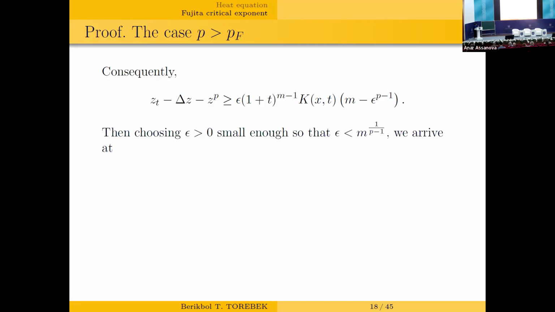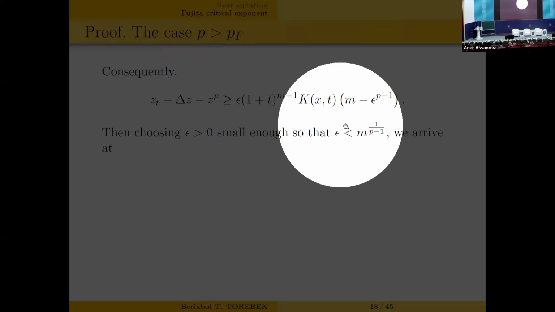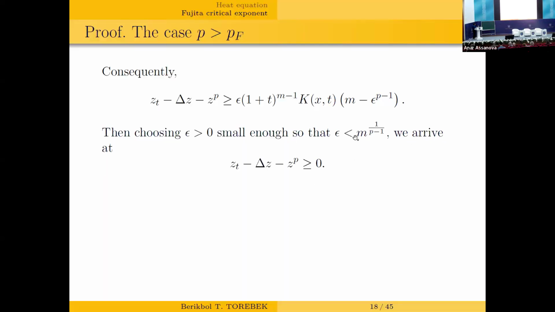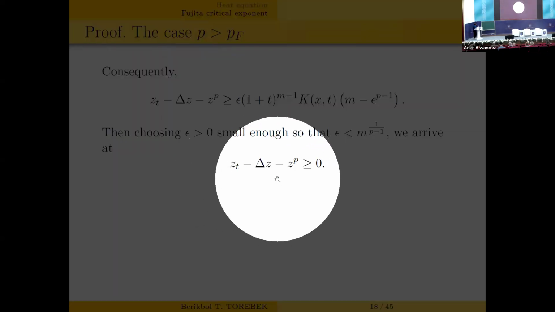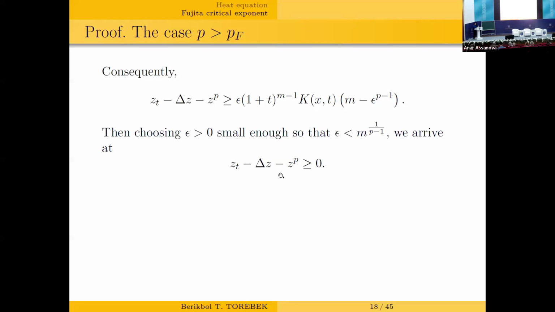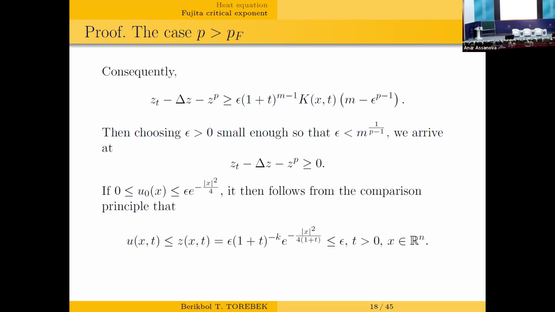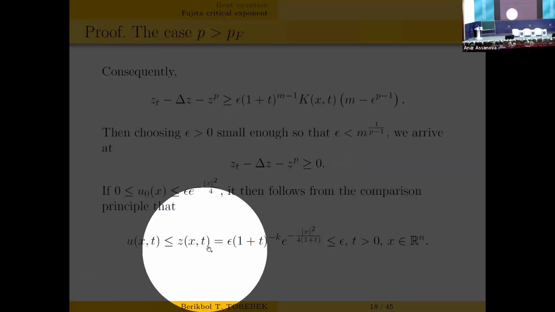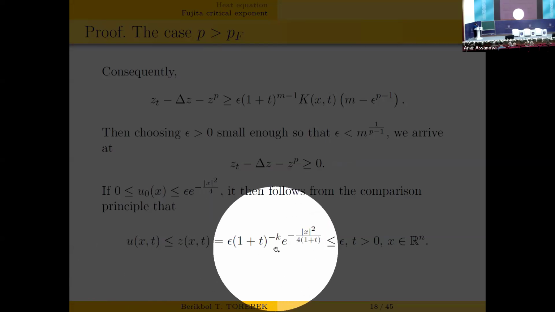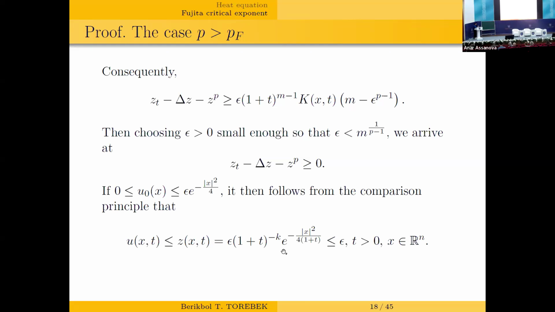And if we choose epsilon small enough, so that epsilon is smaller than this number, then we have that this expression is non-negative. It means that Z will be a super solution of Fujita's problem. If we assume that the initial function is bounded from below by a Gaussian function, then the solution of the semi-linear heat equation will be estimated from above by this expression. It means that this function is bounded for all time, so in this case, the solution exists globally.